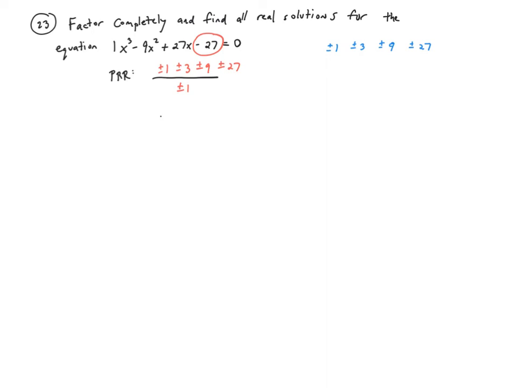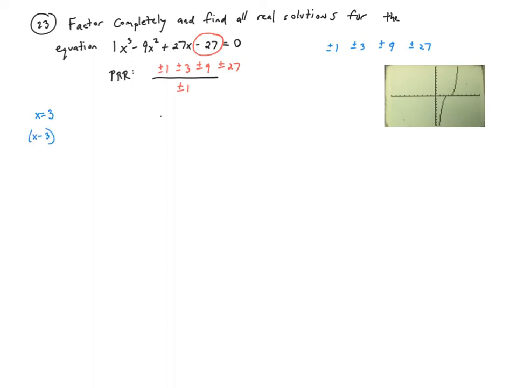If we wanted to, we could use guess and check until we find a 0, but it will probably be easier if we use our calculator. Here's a screenshot of my calculator after I plugged in the function. We can see that x equals 3 is a 0.